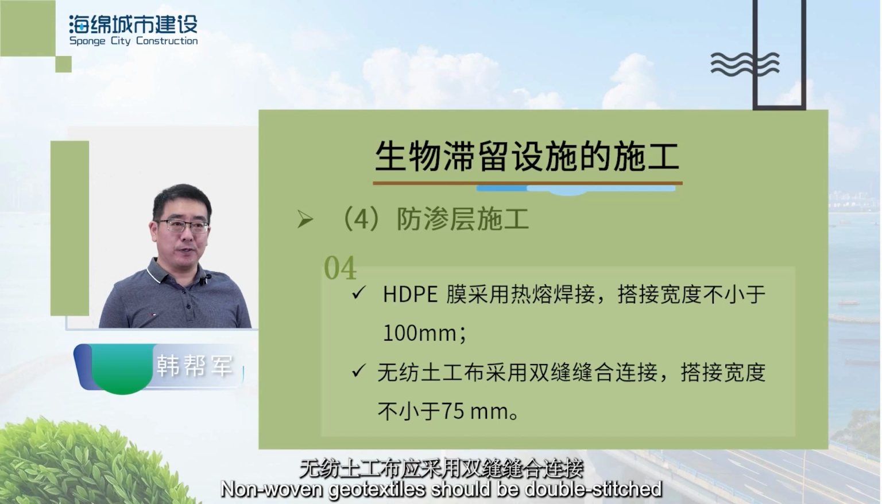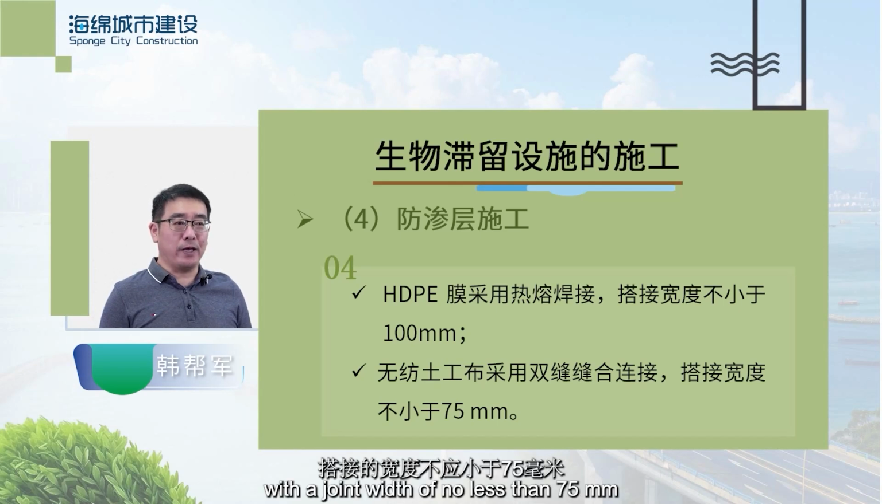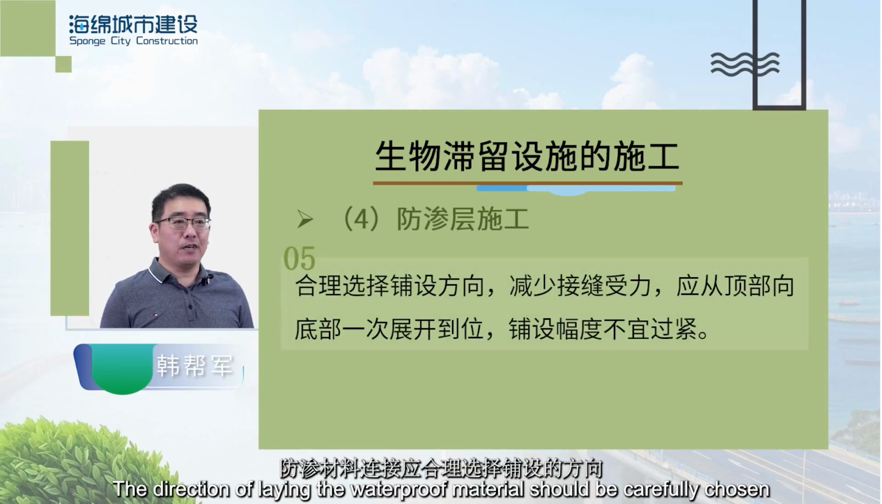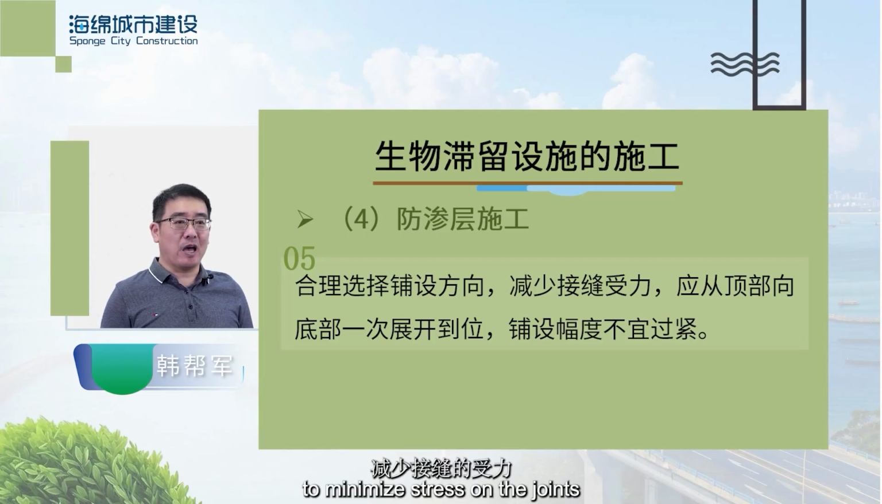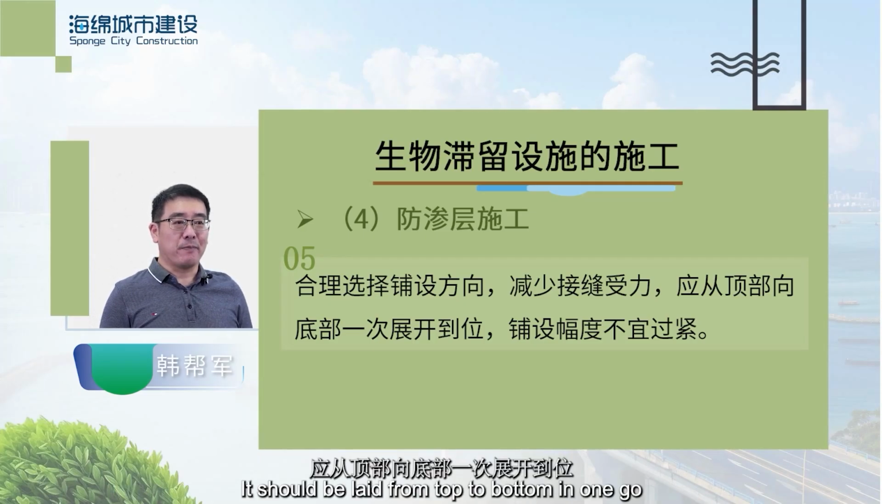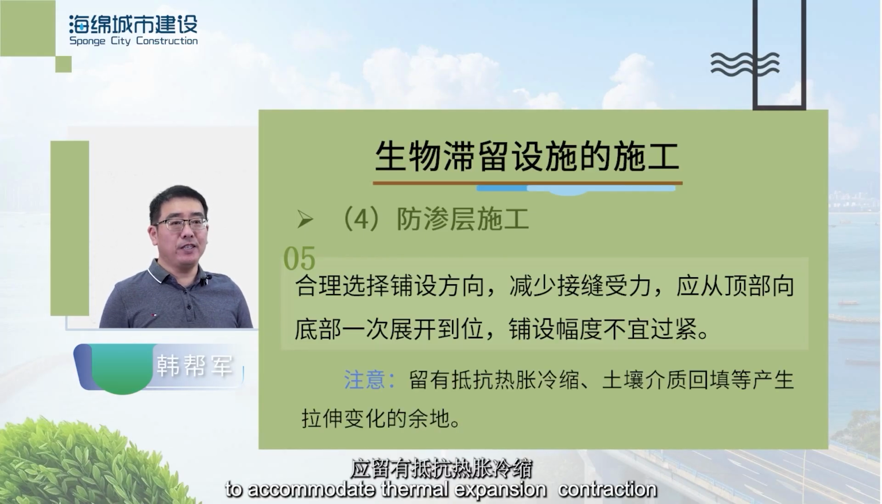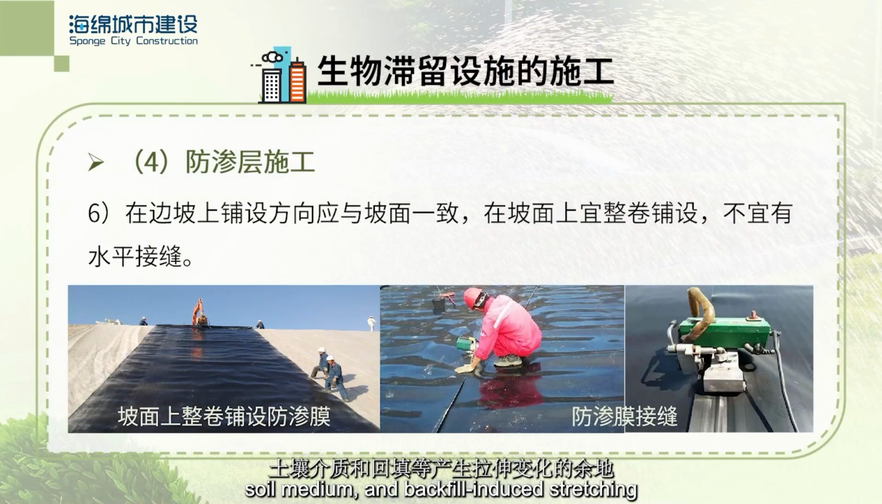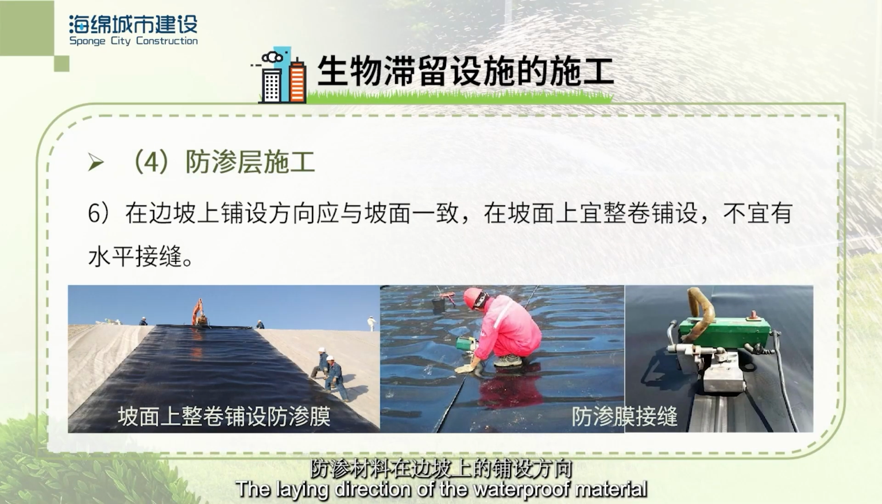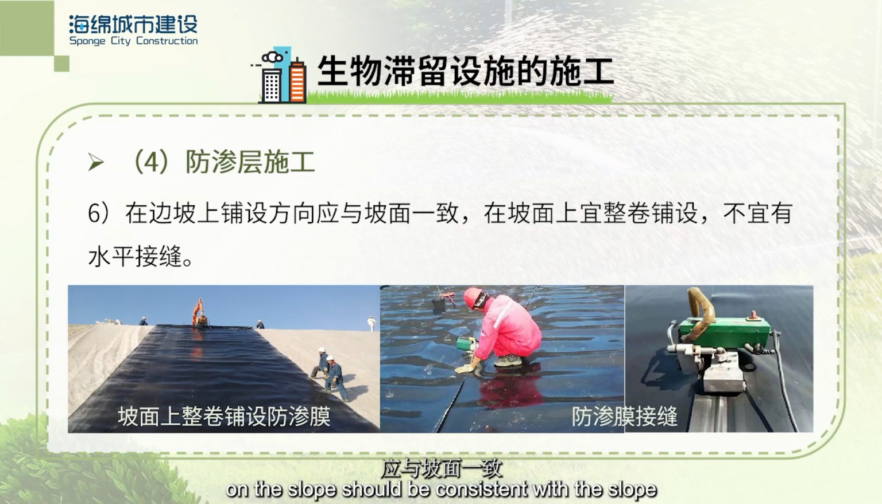Non-woven geotextiles should be double-stitched, with a joint width of no less than 75 millimeters. The direction of laying the waterproof material should be carefully chosen to minimize stress on the joints. It should be laid from top to bottom in one go, with enough slack to accommodate thermal expansion and contraction, soil medium, and backfill-induced stretching. The laying direction of the waterproof material on the slope should be consistent with the slope. It is best to lay the entire roll on the slope. Horizontal joints should be avoided.